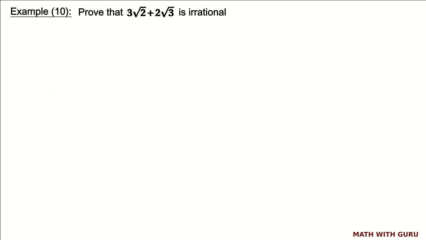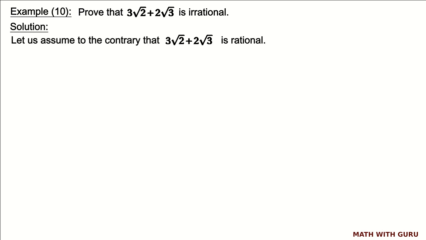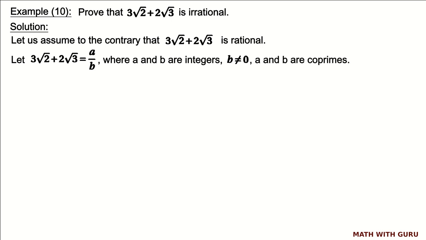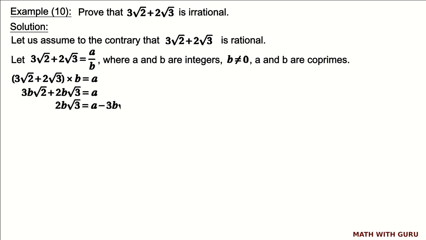Example 10. Prove that 3 root 2 plus 2 root 3 is irrational. Let us assume to the contrary that 3 root 2 plus 2 root 3 is rational. Let 3 root 2 plus 2 root 3 equals a over b. Bring b to the left hand side and open the brackets. 3b root 2 plus 2b root 3 equals a. 2b root 3 equals a minus 3b root 2.